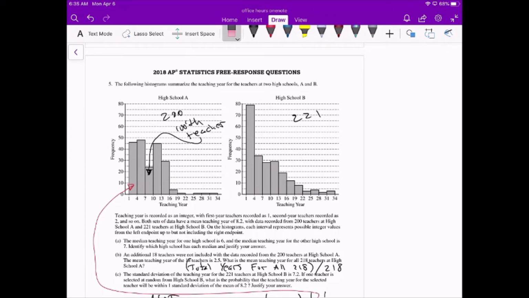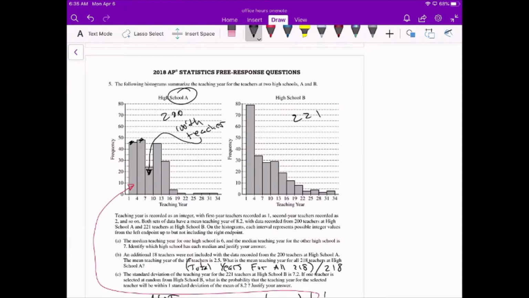Make sure you use the correct notation in your null and alternate. All right, question number 5. A little bit of a tedious question. To find the median, you just need to count everything up. So if I'm looking at school A, there's 45 or so teachers there. There's another 47 or so there.